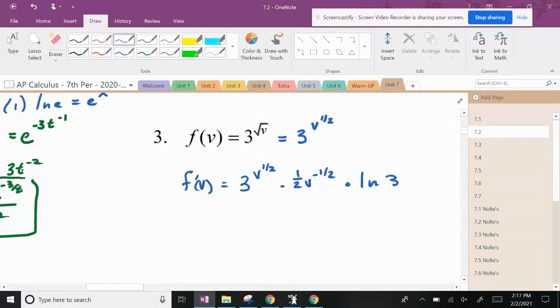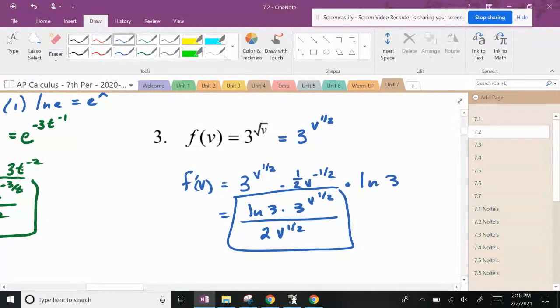Okay, you ready for the simplifying of this one? Just think of a top and a bottom. Anything that is in the top, so the 3 to the v to the 1/2, there is a natural log of 3 in the top. I like to write the natural log of 3 first. Always write the exponential piece last. Do you see how there's a 2 in the bottom from the 1/2? 1 is on top technically, the 2 is on the bottom. So I say 2v to the 1/2. Top and bottom.